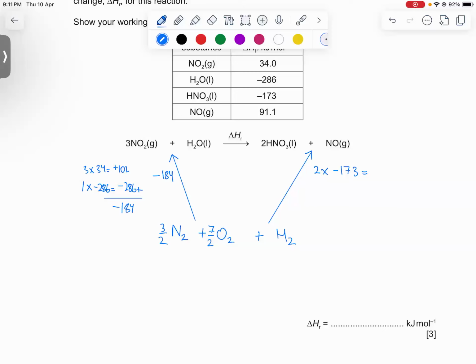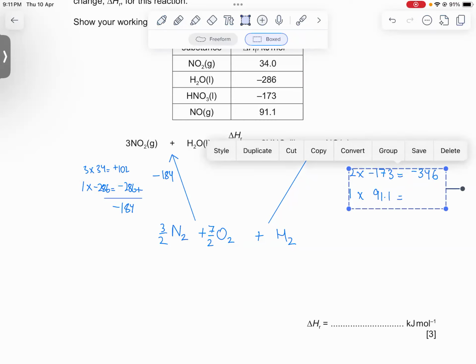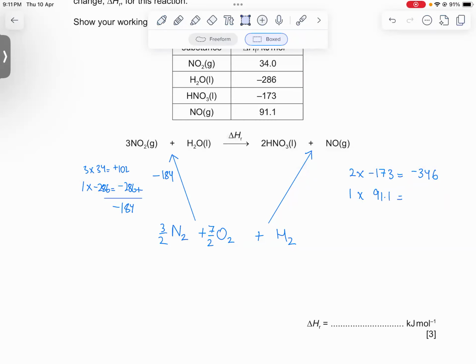346, with a negative though, right? Because it is a negative sign. So when you multiply minus 173 with 2, you should get minus 346. And 1 mole of NO is formed, so 1 multiplied by 91.1. What would be the answer, beta? So it should be 91.1. Okay. And what would be the total answer? Minus 254.9. Okay, this is everything we've done, right?